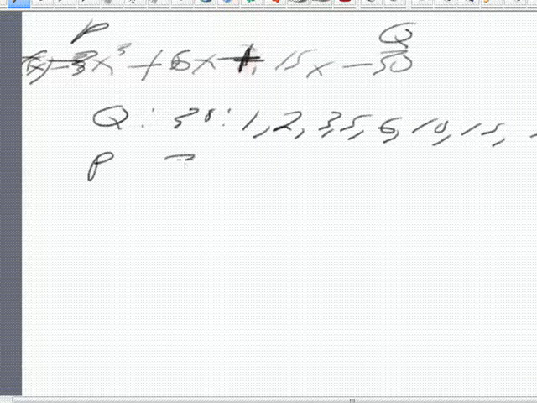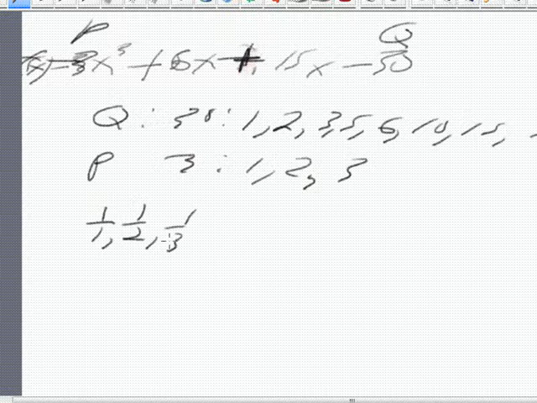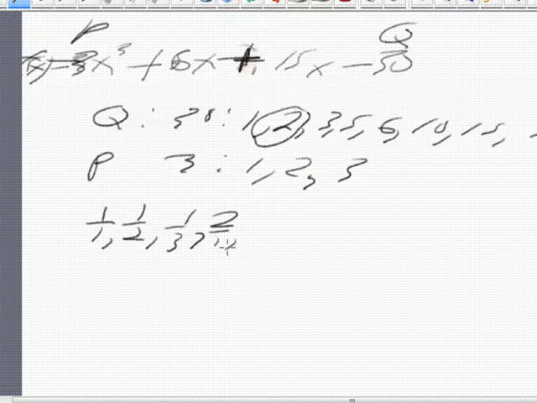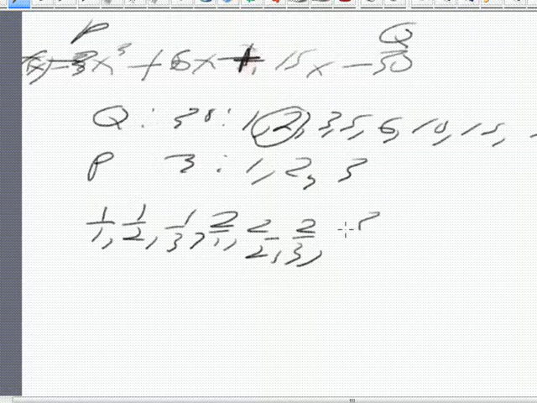My p is 3: 1, 2, 3. Who's on top? Q's over p's. So I'll have 1 over 1, 1 over 2, 1 over 3. Now this 2 has got to dance with everybody: 2 over 1, 2 over 2, 2 over 3. This 3 dances with everybody: 3 over 2, 3 over 3, and so on and so on.